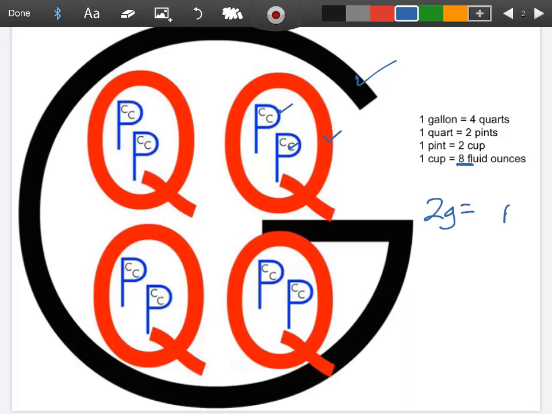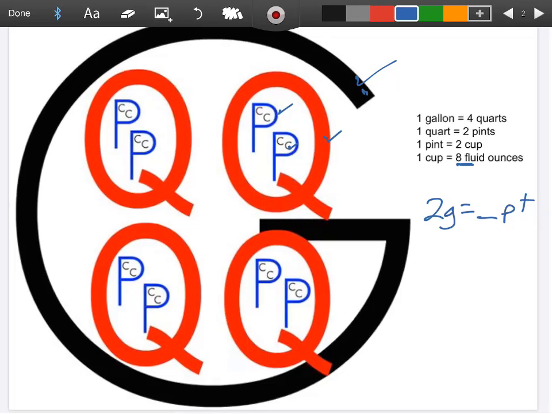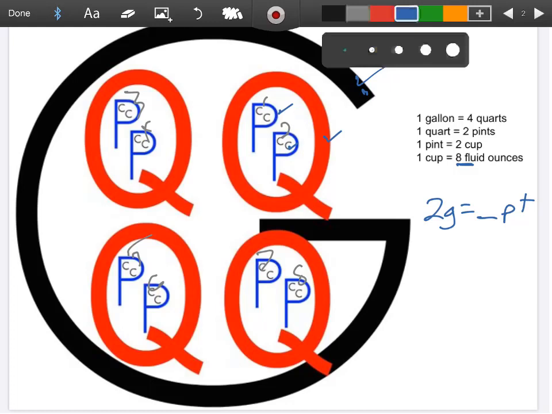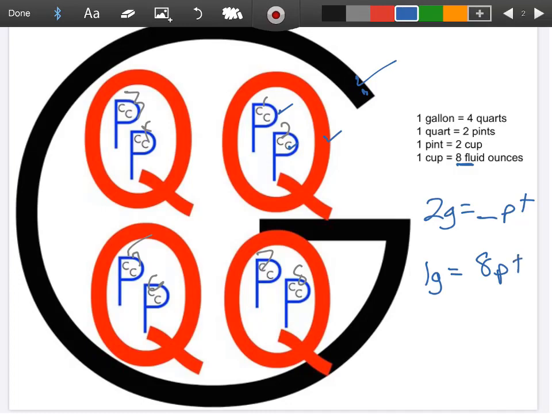Let's say we have a problem that wants us to convert 2 gallons to pints. We don't have a conversion factor that goes straight from gallons to pints. However, we can figure one out. What we do is we look at the big G, that's gallons, and then we see how many pints are inside the big G. So if I count here, you can see that I've got 1, 2, 3, 4, 5, 6, 7, 8 pints inside of the big G. So that means that a conversion factor for gallons to pints means that 1 gallon is equal to 8 pints.